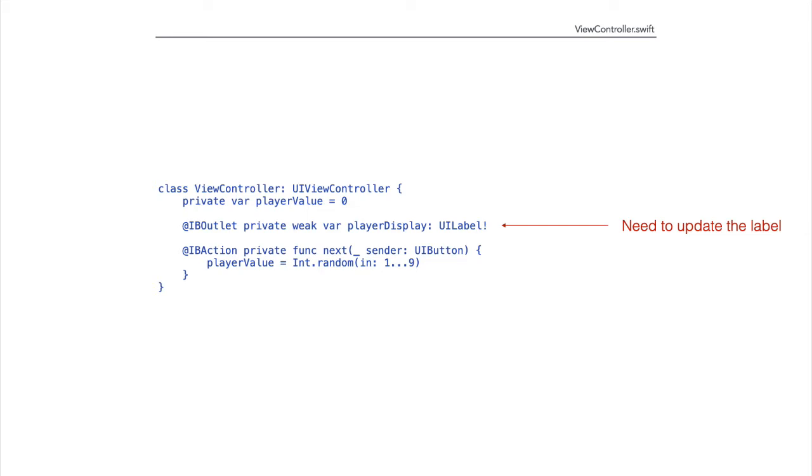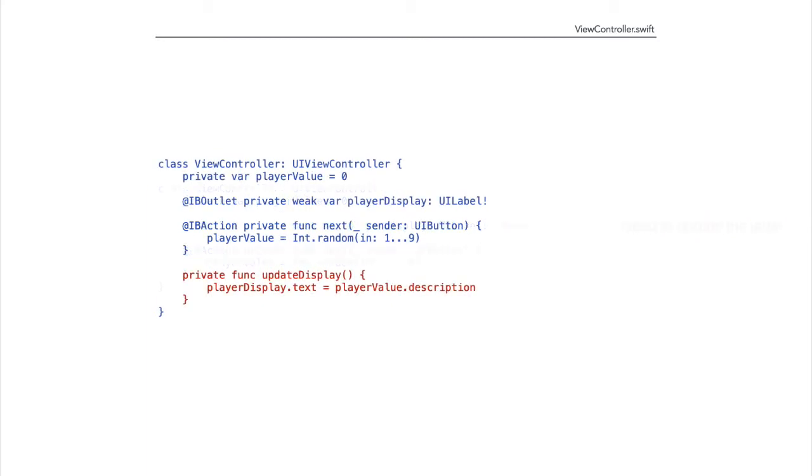There are many ways to make that happen. What we're going to do is we're going to add this updateDisplay method, and the updateDisplay method takes the playerValue, turns that int into a string, and assigns it to the playerDisplay's text. It doesn't feel that much better than what we had before, except it's not in the button's action, it's in a private sort of helper method. The label still won't update when we tap the button because there's nothing to tell the label, hey, you've got a new value you need to display.